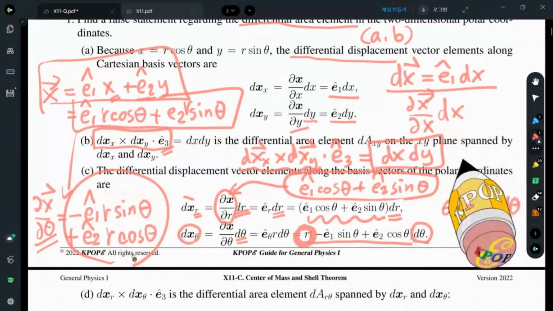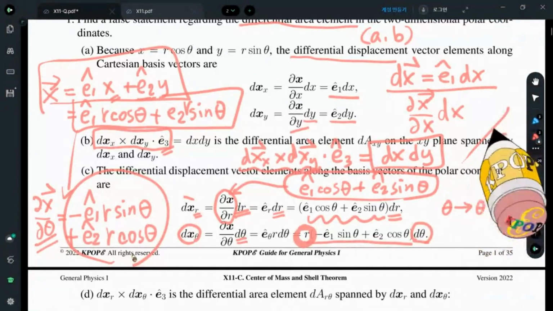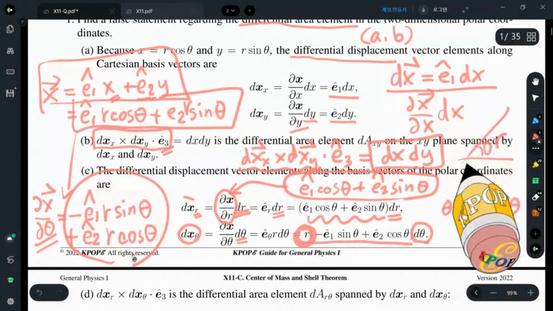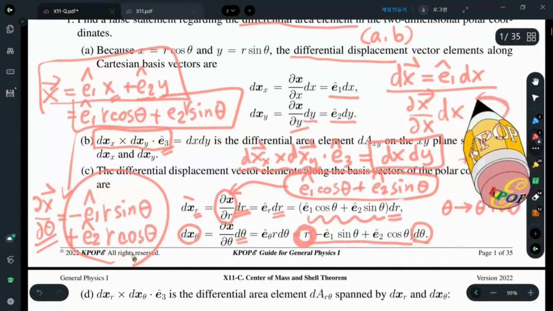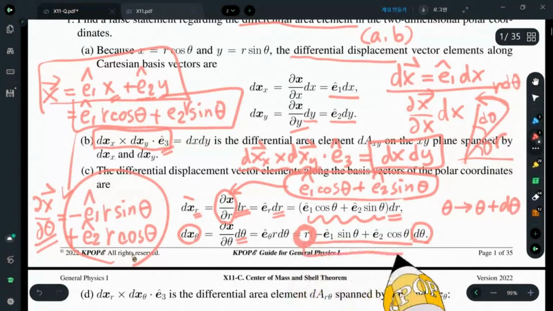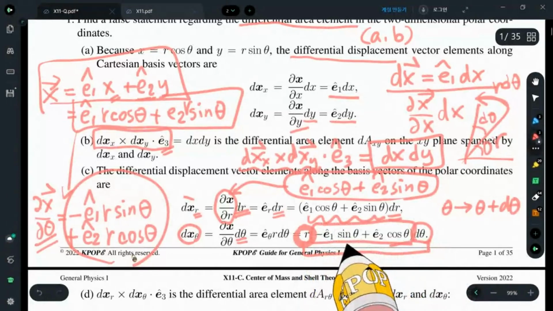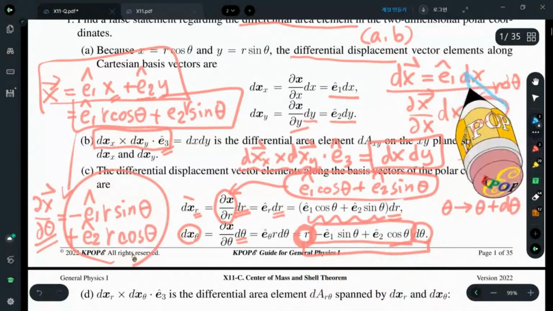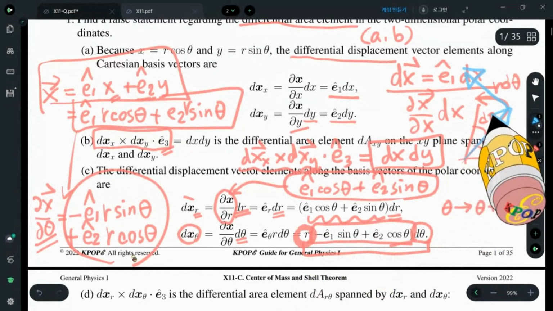This is arc length. We have a radius, keep the radius the same, but the angle goes from theta to theta plus d theta. Then what is the arc length? That is r d theta. And what is this unit vector? This unit vector is along the tangent direction, that is perpendicular to the radial direction.